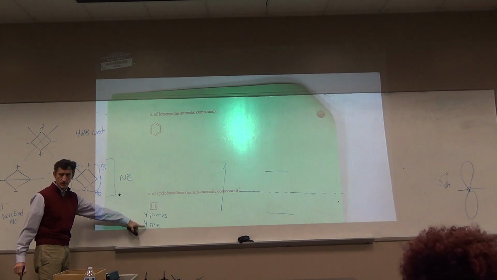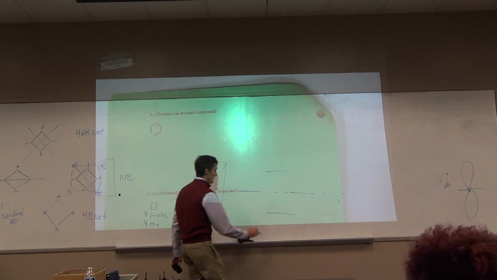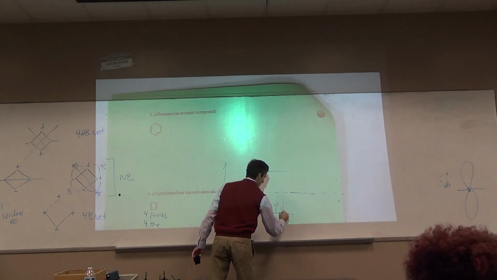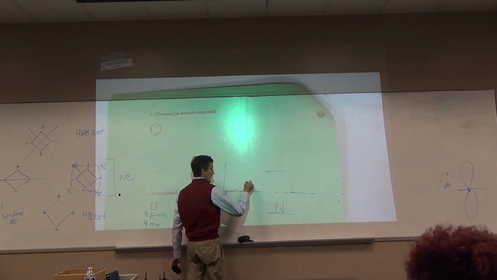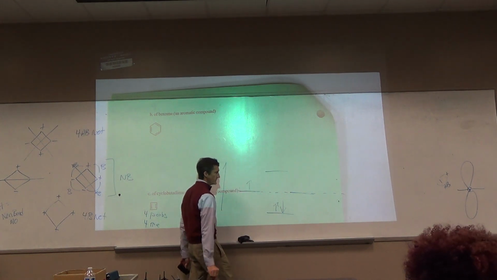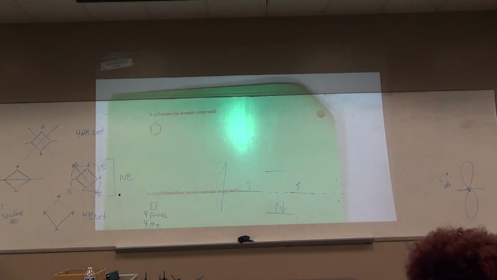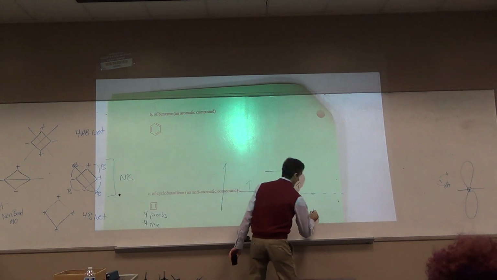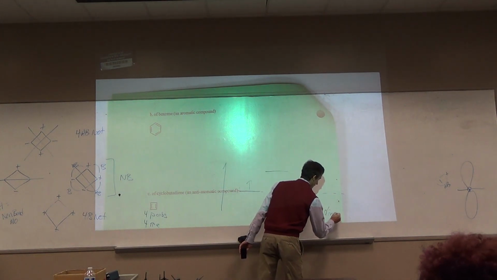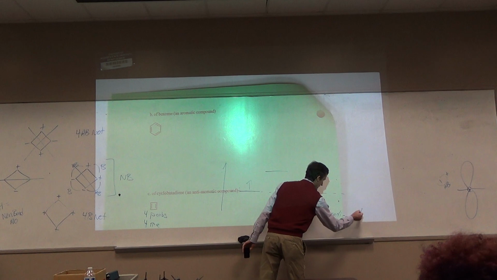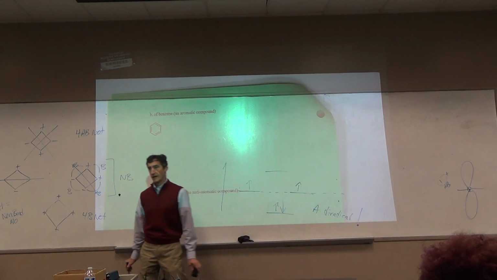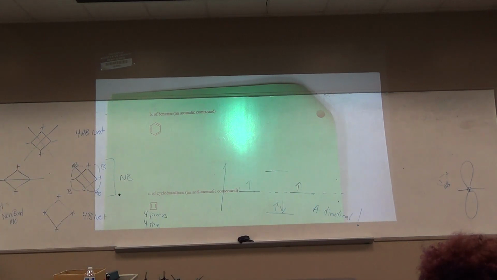How many pi electrons? 4. Let's put them in. 1, 2, 3. Where's the next one go? The other one. 4. There you go. What do you see? It's unpaired electrons. 2 unpaired electrons. The unpaired electron is called a radical. It's a diradical.